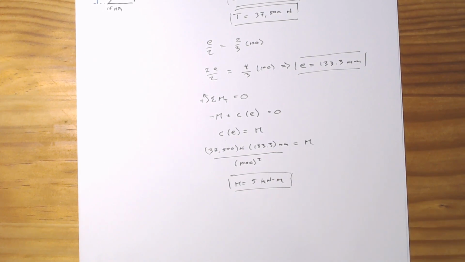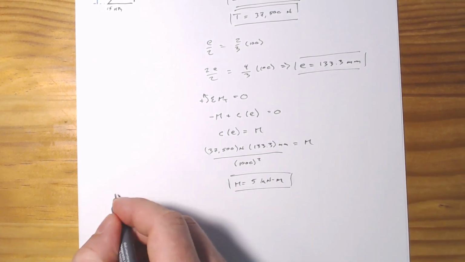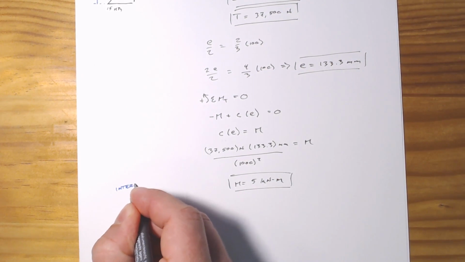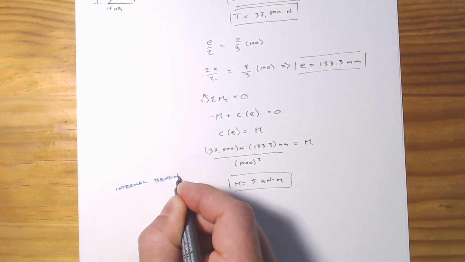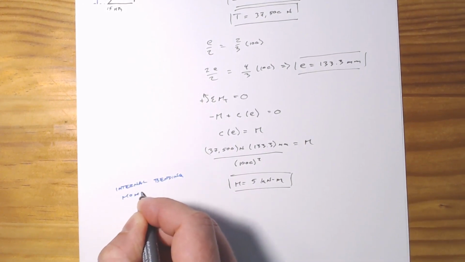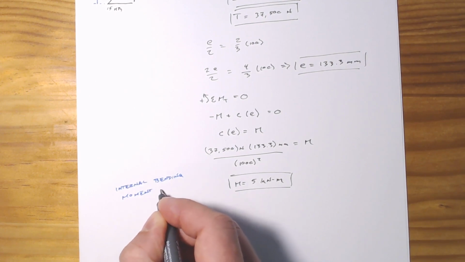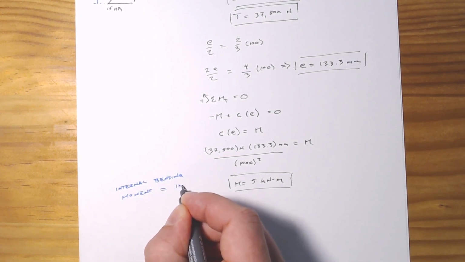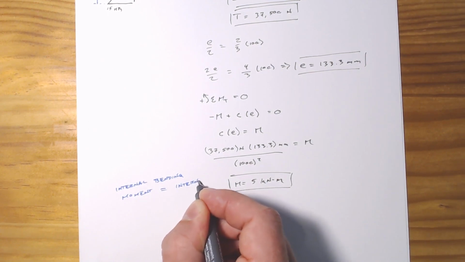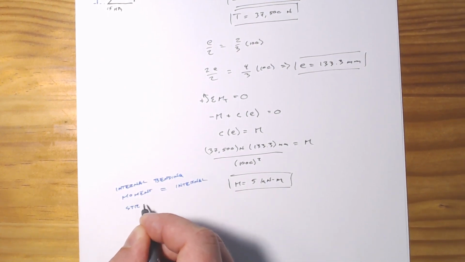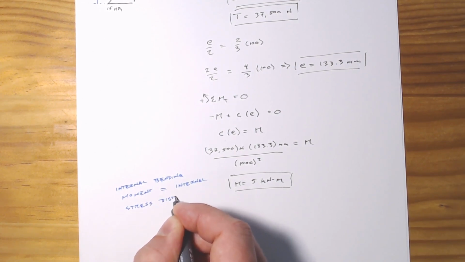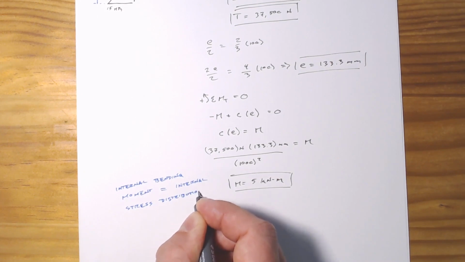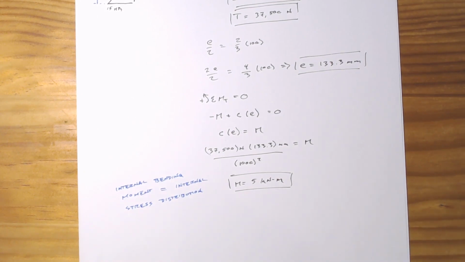And that's important enough that we'll in fact just write it down: internal bending moment equals the internal stress distribution. And there we go.